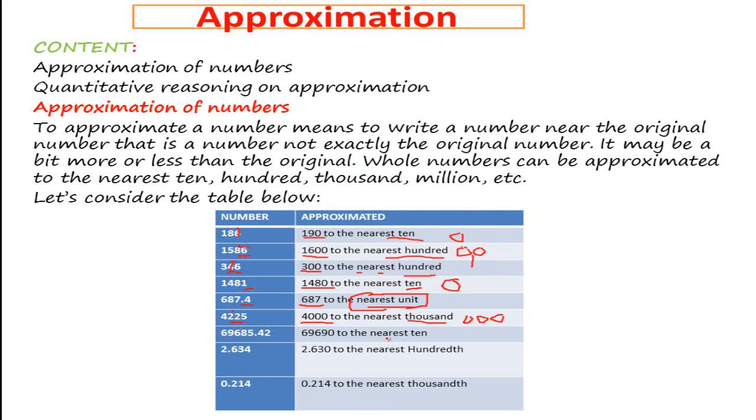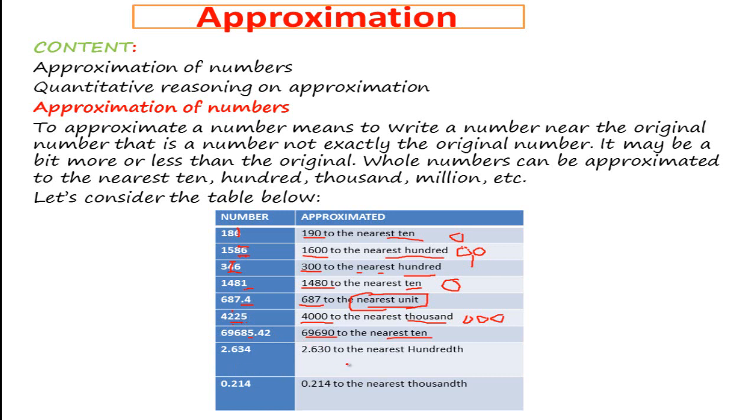Now let's go to 69685.42 to the nearest 10, meaning a single number, and this number is the last number before the decimal point, which is this one. Are you getting it now? The last number before the decimal point, which is 5. Then turn 5 to 0, because 5 is up to 5. Then that means it's going to be 1, and then you add that 1 to the closest number to it, which is 8. Then 8 will turn to 9 and 5 will turn to 0. That's why we get 69690.